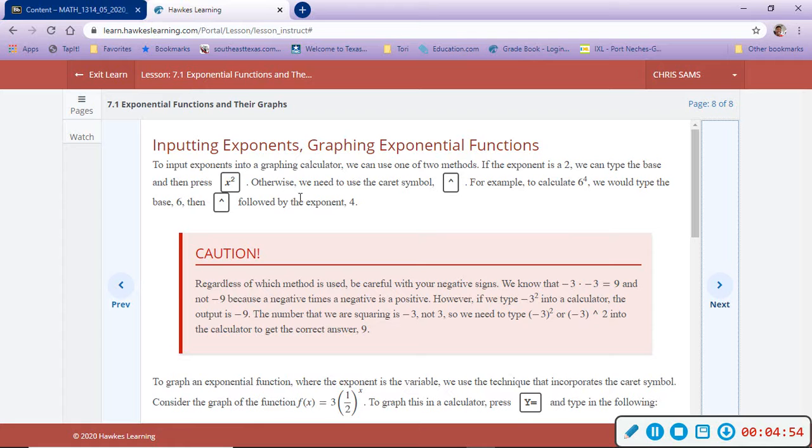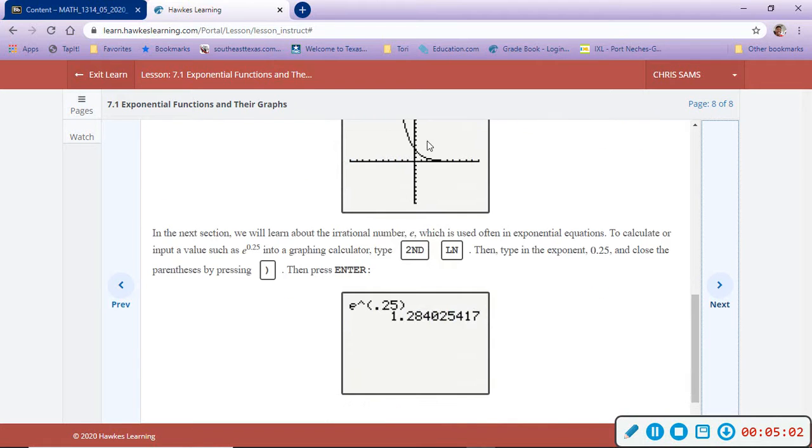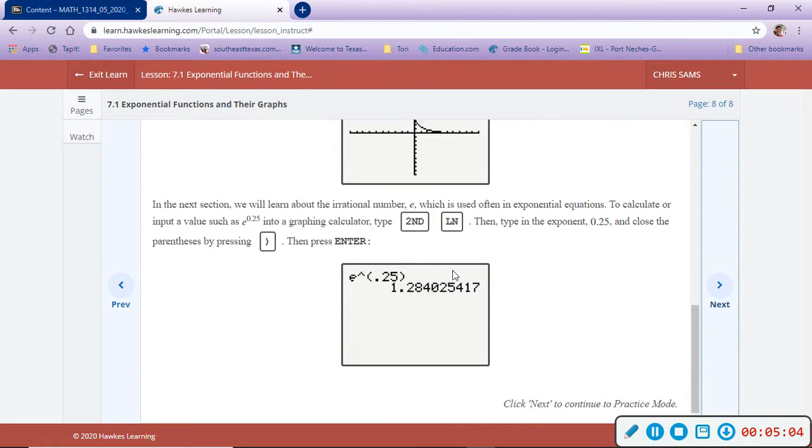Alright, so here's some directions for inputting and graphing exponential functions. Again, you can graph them and get the graph to see what they look like. You can also solve them, but I want to show you how to do it here by hand.